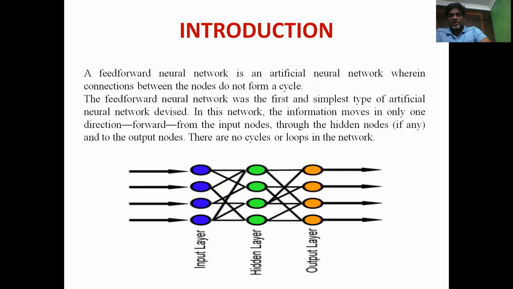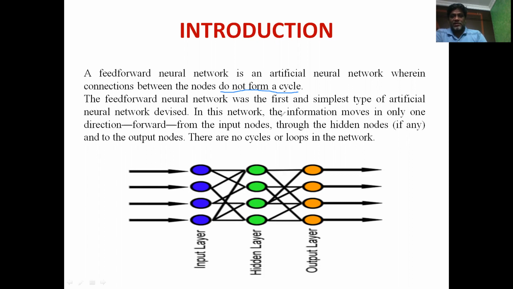We'll begin with a simple introduction to what a feed-forward neural network is. A feed-forward neural network is an artificial neural network where the connections between the nodes do not form a cycle. So you should not see a cycle in a feed-forward neural network. Therefore, feed-forward neural networks are also called directed acyclic neural networks. This is the basic meaning you need to understand.